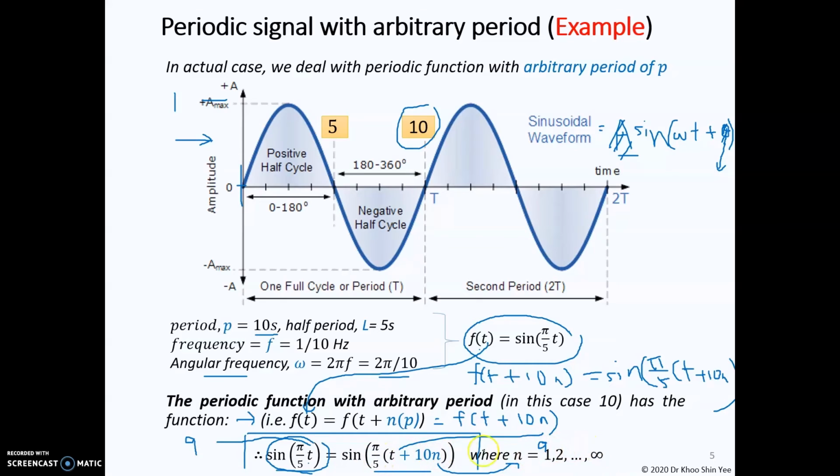By doing this, you should obtain the value to be negative 0.587 on both sides. With that, we verify that this formula is true, and therefore the function f(t) equal to sine pi over 5t is a periodic function with 10-second period.